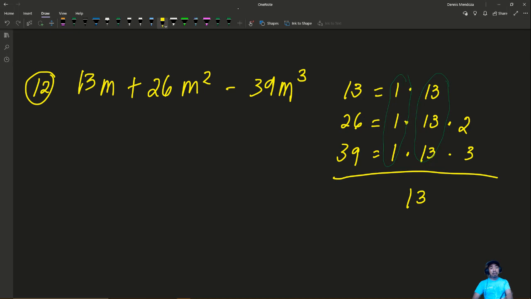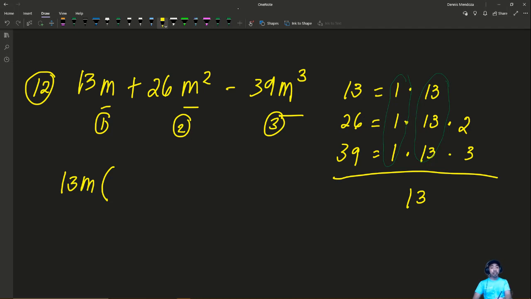And then examining the m squared and m raised to 3, just like what I've told you, you check the least exponent, and that will be your greatest common monomial factor in terms of the variable. Okay, so then 13m is the greatest common monomial factor of these three terms. Okay? Now, divide each term.